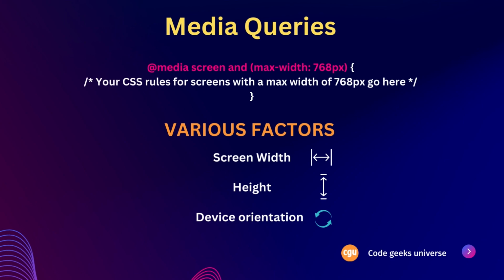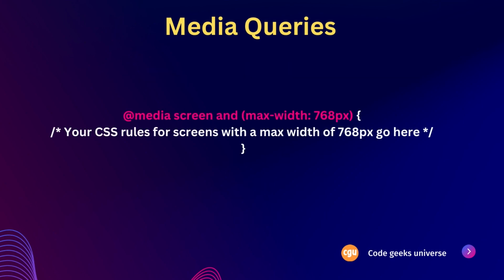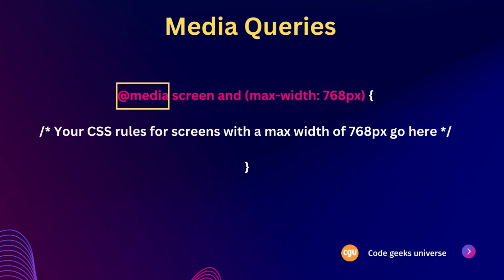Now, to use media queries, you need to add them in your CSS file. The basic structure looks like this. The @media rule is the magic spell. Screen is the type of media you are targeting, and max-width: 768px is the condition. When the screen width is less than 768 pixels, the rules inside this block apply.